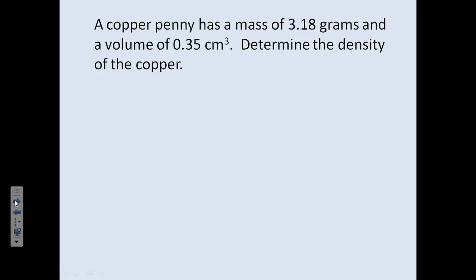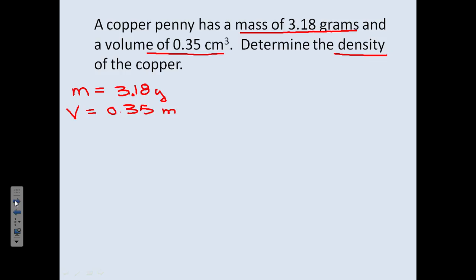A copper penny has a mass of 3.18 grams and a volume of 0.35 cubic centimeters. Determine the density of the copper. One thing that I find helpful is to underline the information that I have in the problem. So I have its mass, I have the volume, I want to know the density. So then I list what I know. My mass is 3.18 grams. The volume is 0.35, and I do take note of how many sig figs are in each value.